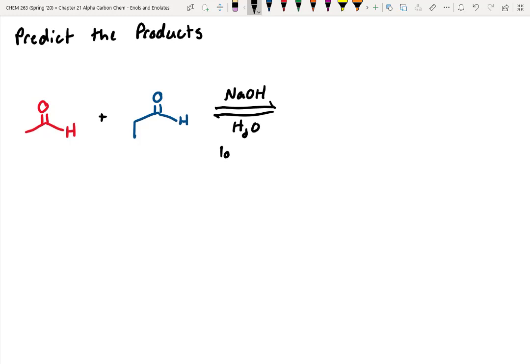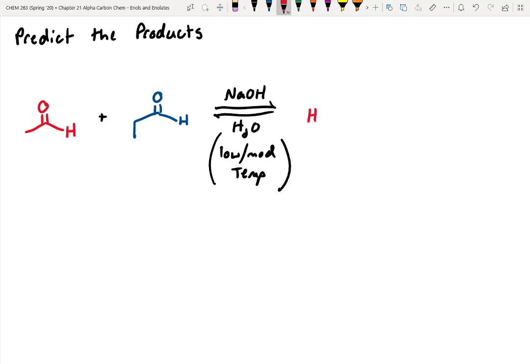And I'm going to throw these together with some sodium hydroxide and water, and I'm going to keep the temp low or moderate, meaning I'm going to get the aldol addition reaction, not the condensation reaction where we kick off water. All right, so let's figure out what the product would be. And in this case, it is going to be a lot messier than we might first anticipate.